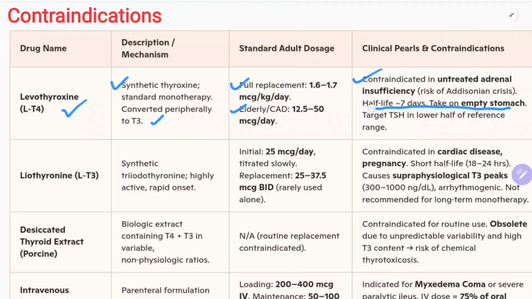Target, this is important. What should be our target when you are giving LT4? Target is in the lower half of the reference range of TSH. Normally it is 0.3 to 5.5. Lower half means less than 2.5. So our target should be TSH less than 2.5 and more than 0.3. That should be our target.